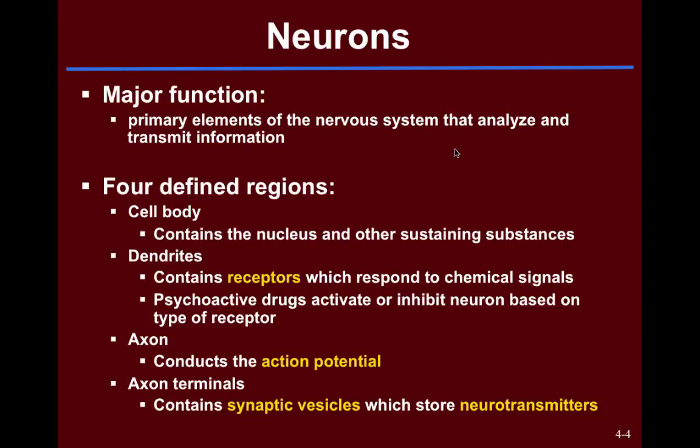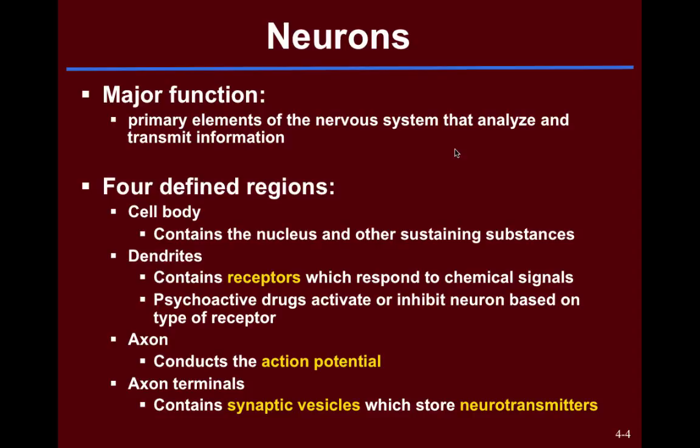So talking a little bit more about neurons. Neurons are the primary elements of the nervous system that are going to analyze and transmit information. We'll talk a lot about how that actually happens. But basically, before we begin, we're going to break those neurons down into their individual parts. For neurons, we've got 4 defined regions that are important: the cell body, the dendrites, the axon, and the axon terminal. So the cell body, pretty self-explanatory. We'll see an image in just a moment.